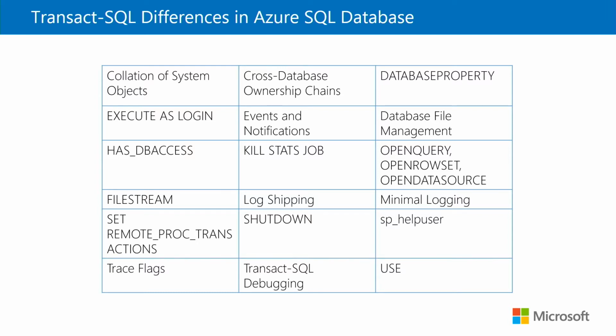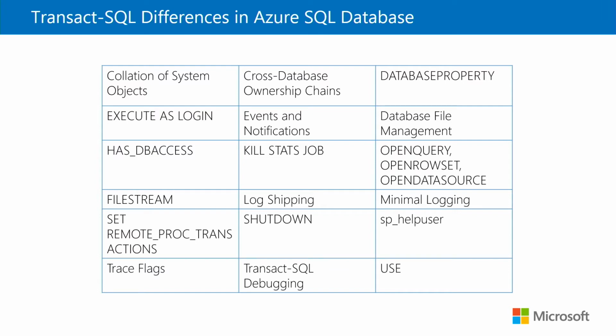You can't use HASDBACCESS. You can't say KILL STATS JOB. You can't use any of the OPEN options within the Azure SQL Database, so no OPENROWSET, no OPENQUERY, no OPENDATASOURCE. We already talked about log shipping and minimal logging. You can't do either of those options, so you can't reference any commands related to those. You also can't do SET REMOTE_PROC_TRANSACTIONS. You can't do a SHUTDOWN, right? You can't manage the server, so you can't do a shutdown.